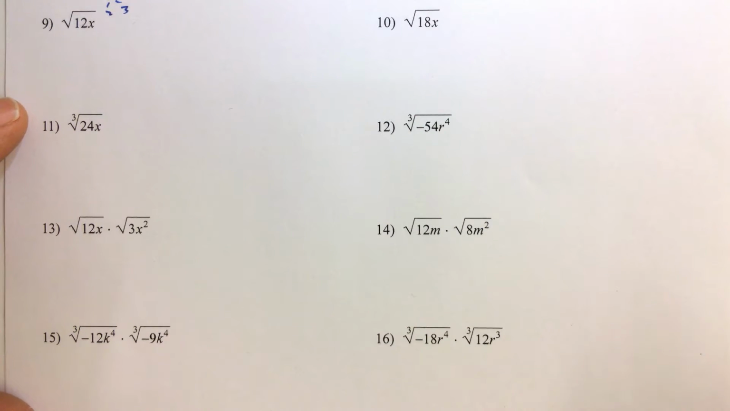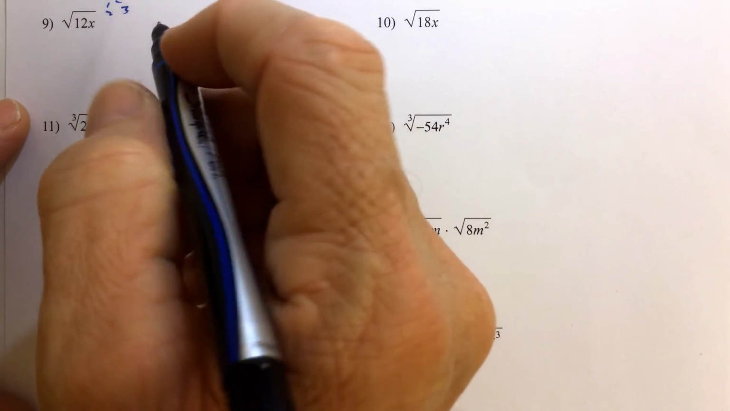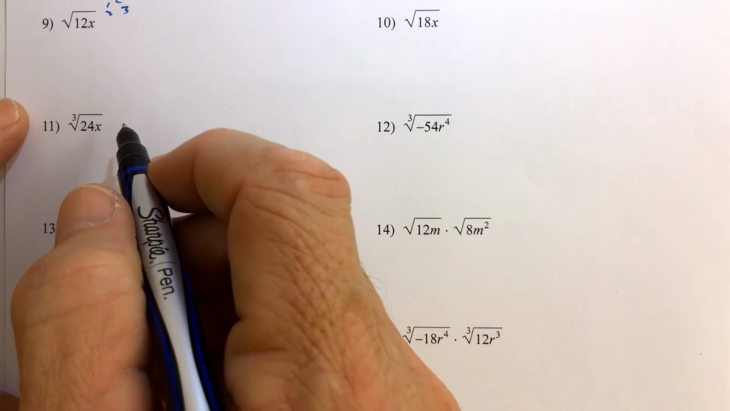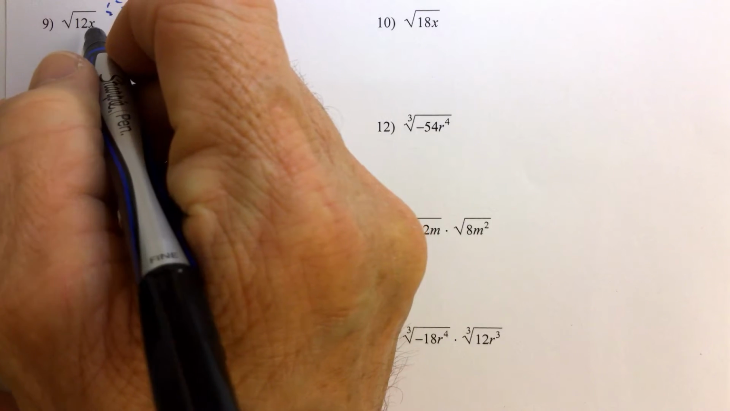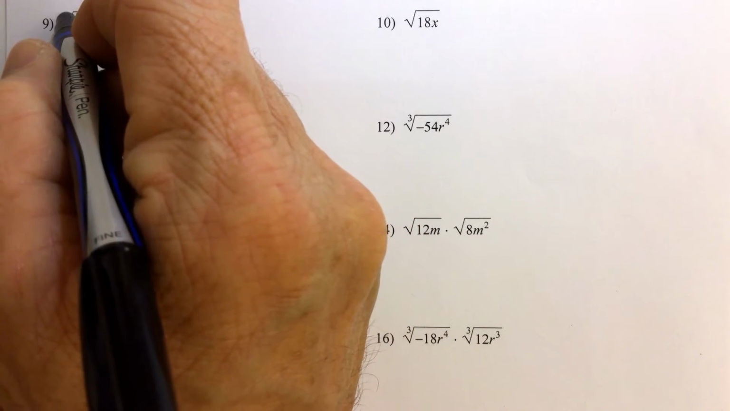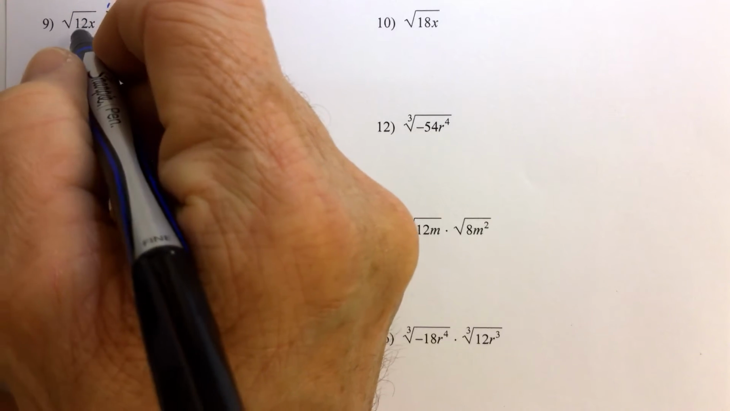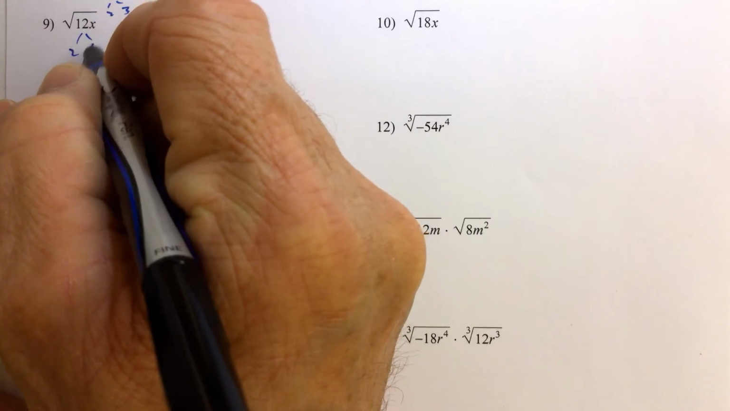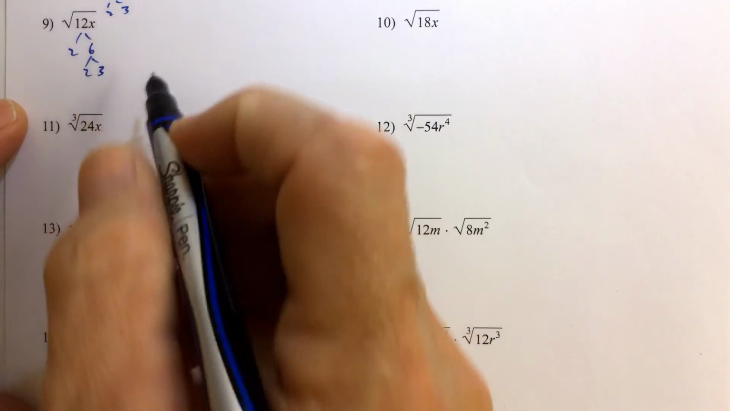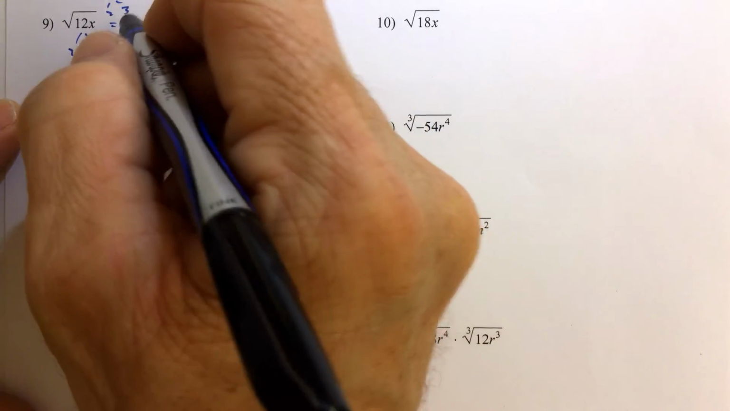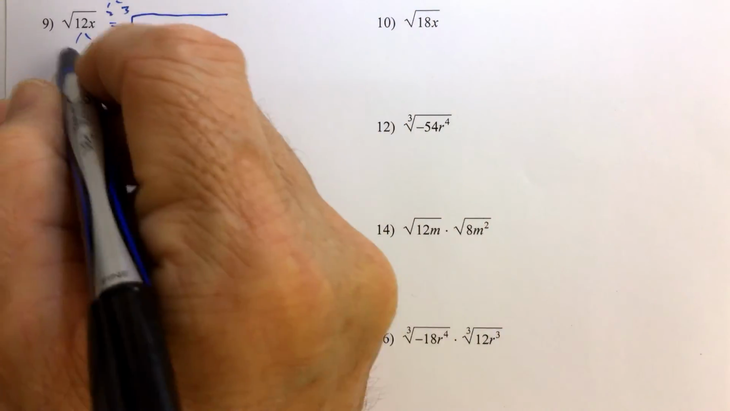Numbers 9 through 16, we see we have variables under the radical. It does not change anything we do. In fact, when we see variables, it should become a little bit easier. We're looking for the square root of this number, and we have 2 times 6, 2 times 3, so we're going to rewrite what's under the radical in prime factored form.